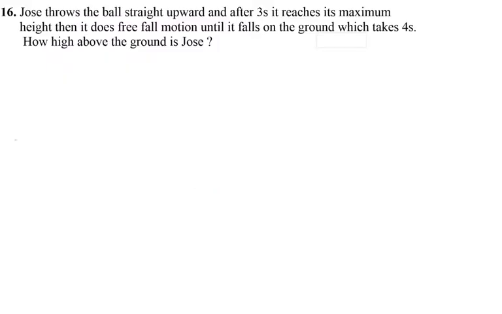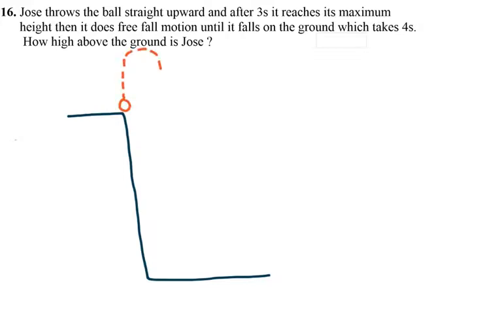Let's look at another question very similar to the one that we just did. So here is the cliff, and Luis is throwing the ball upward. It will go all the way to the top, turn around, and fall down. It doesn't mean it will move in this trajectory, but I'm just going to write it this way. And it reaches its maximum height in 3 seconds. So this part takes 3 seconds.